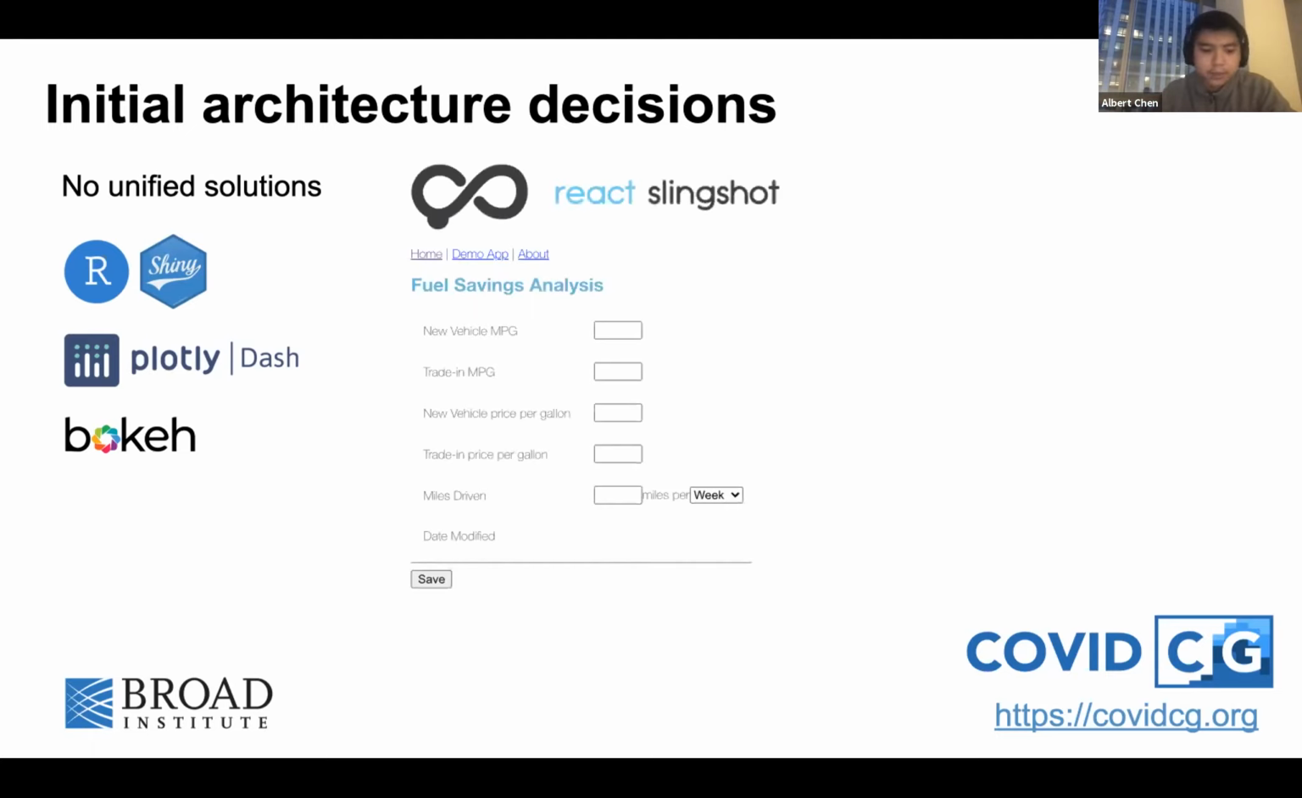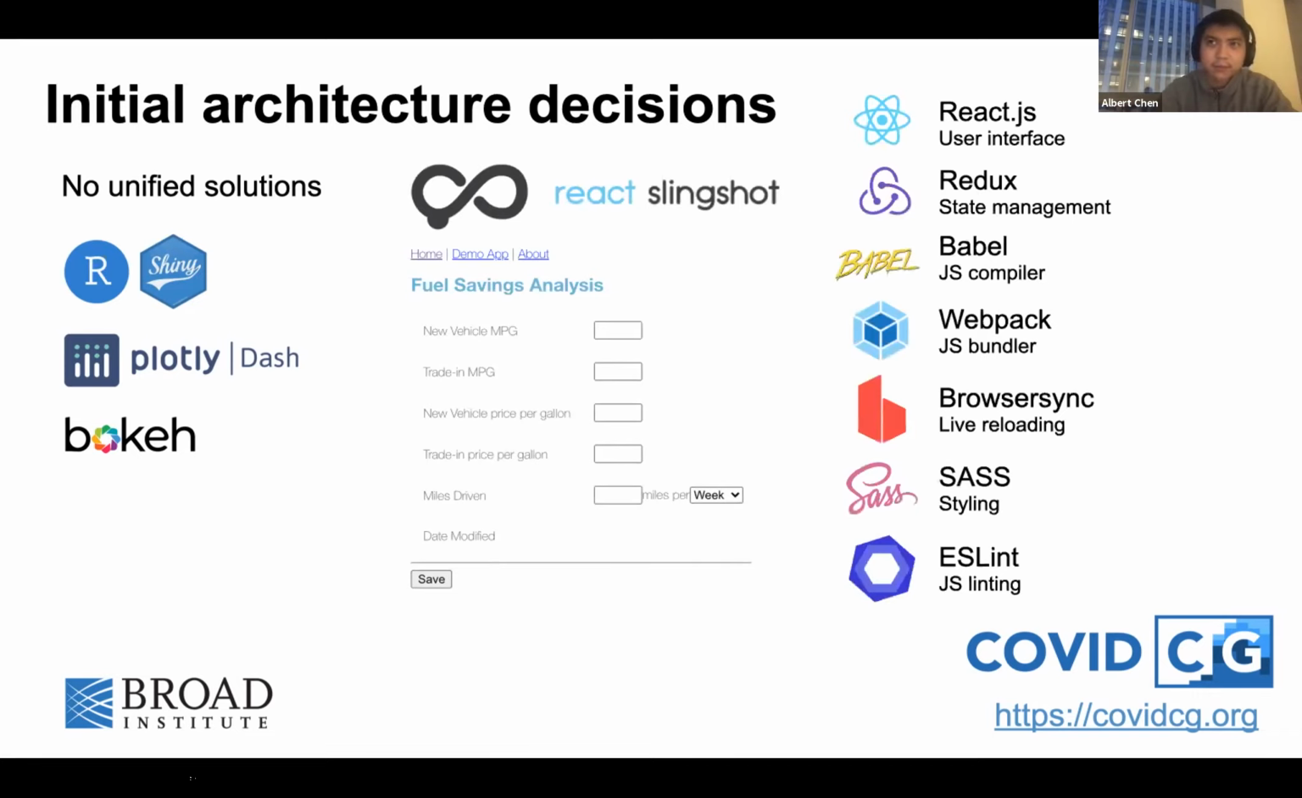So instead I started with this boilerplate kit called React Slingshot, which sort of made all these architecture decisions for me. I just really went for React because I've used it extensively on some prior projects, and I've also worked with some of the other tools listed here. These might be familiar to some of you.